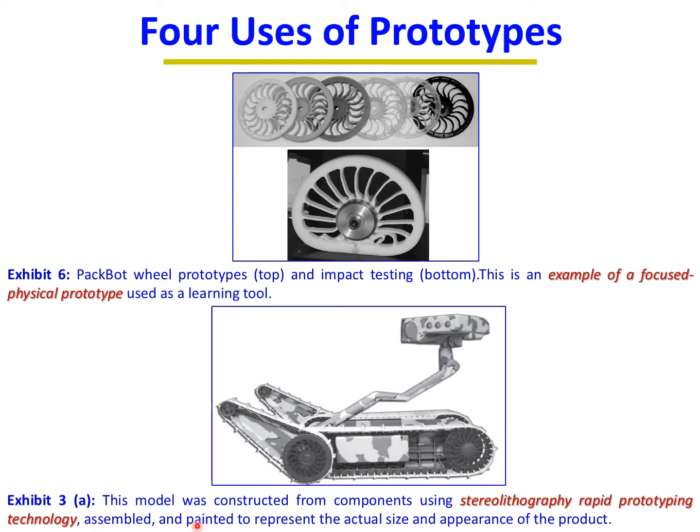So assembled and painted. So this is not actual material. This is made of some other material. This could be a polymer, this could be a plastic, this could be other things. But this is actually made and painted and so on to look like the real one. So assembled and painted to represent the actual size and the actual appearance of the product. So now you can communicate with the people who funded the project, with the people who will be your customers, with other components of your company, right? So it is very good for communication and so on, right? So this we are just showing, we discussed it in the previous slide.